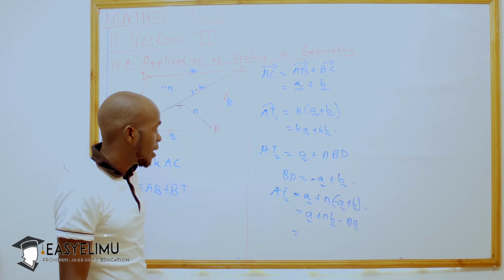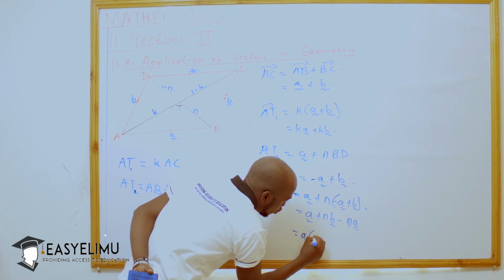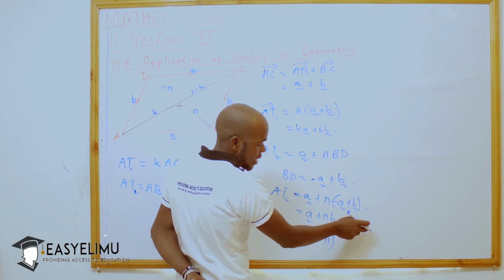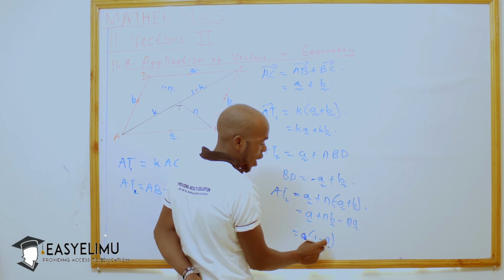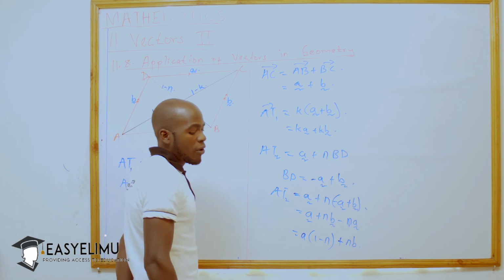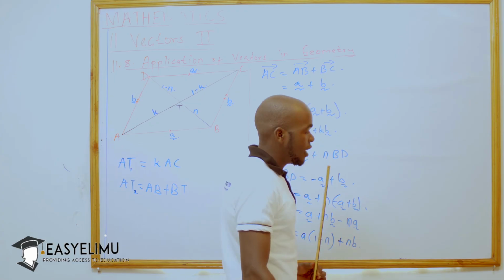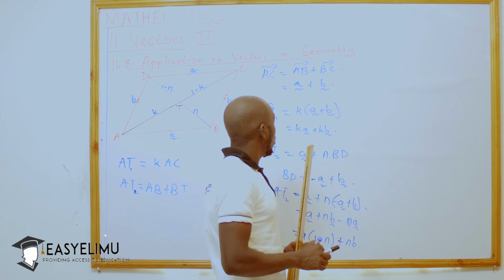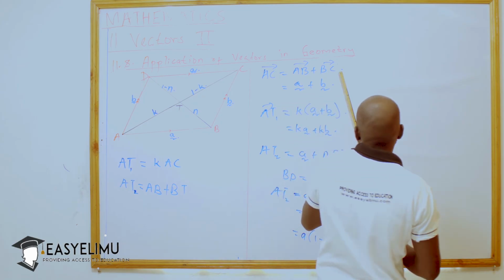If you collect the like terms together, we are going to have this one as A into 1 minus N. I'm taking A minus NA together, so if you factor out A, you're going to find A into 1 minus N, then plus NB. Now we have found our AT in two different ways. Now we want to solve for the value of N and also solve for the value of K and find out what we shall get.